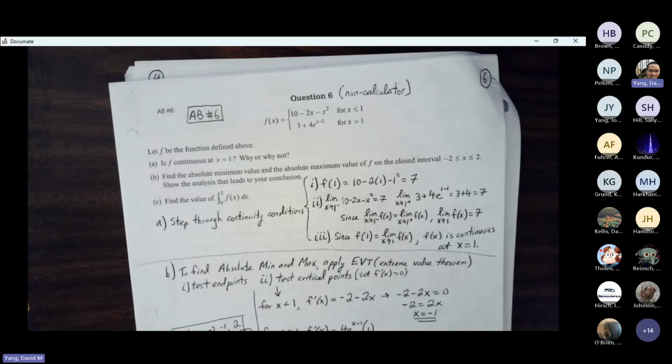Part B, find the absolute minimum value and the absolute maximum value on the closed interval from -2 to 2.